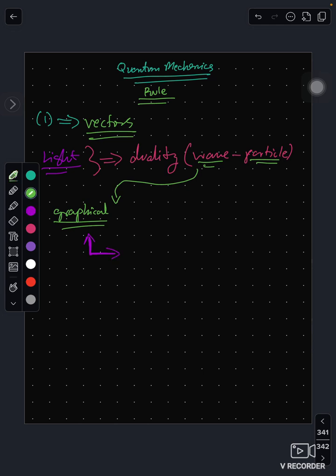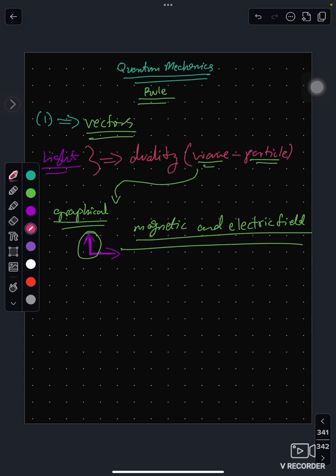We will look at it like this, because the light is made up of magnetic and electromagnetic fields. We call it electromagnetic field, magnetic and electric field. So the horizontal and vertical, there's the combination of magnetic and electric field.